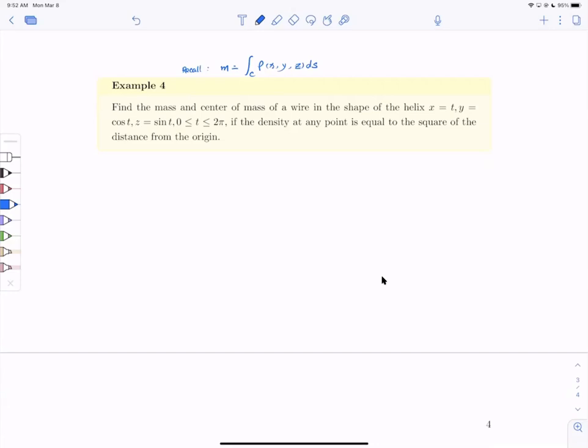And center of mass is x bar, y bar, and z bar. So x bar equals 1 over m. So you need to calculate your mass first, okay? 1 over m, the integral along C of x times the density function, and then ds. And y bar is the same, except you change x to y.